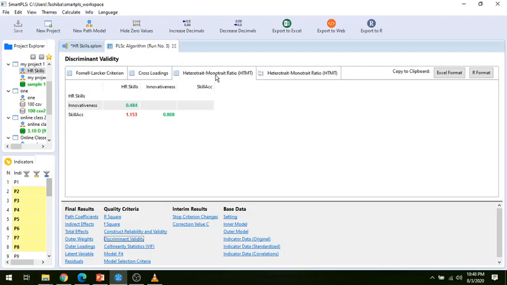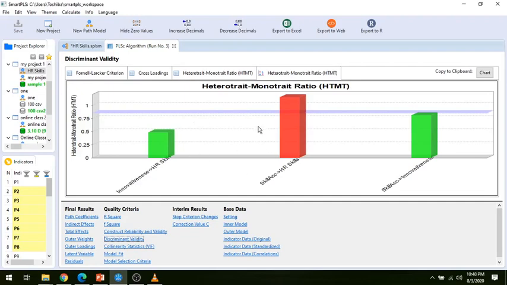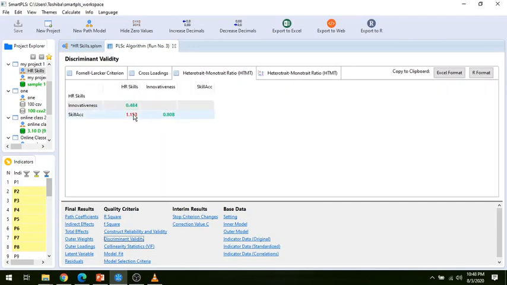Then we have HTMT values. Here the description is there. You will find innovativeness is less than 0.85. Actually it is 0.85. The values more than 0.85 are not considered good. So for HTMT, for discriminant validity, the values should be less than 0.85. So here we will find that skill acquisition is having a problem, whereas the innovativeness and skill acquisition, both they have acceptable level. You can check it here. Only skill acquisition is having issues.